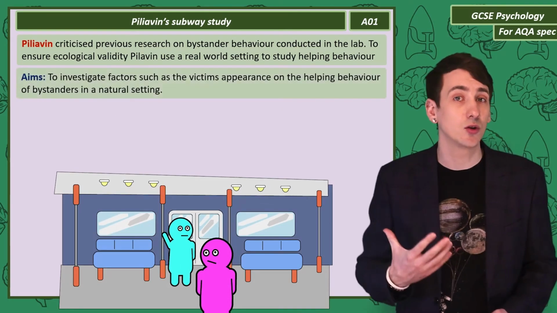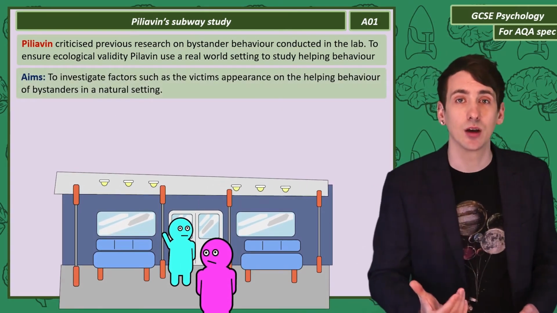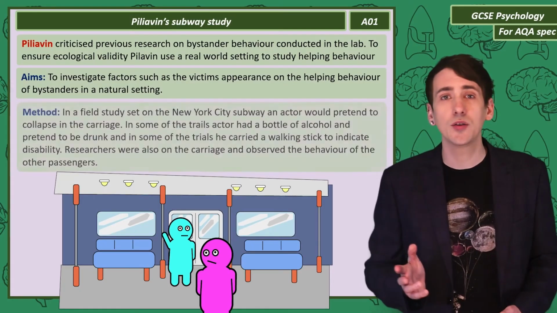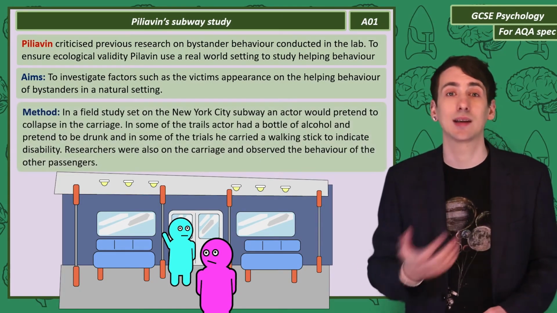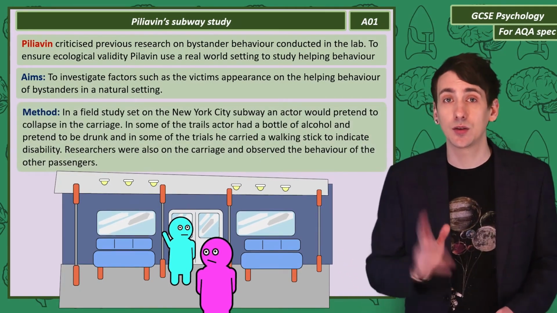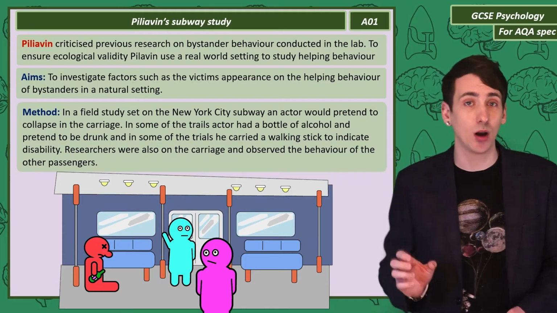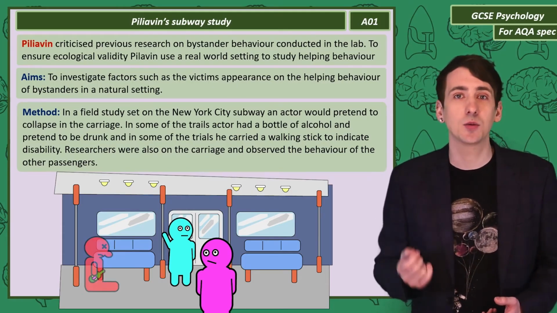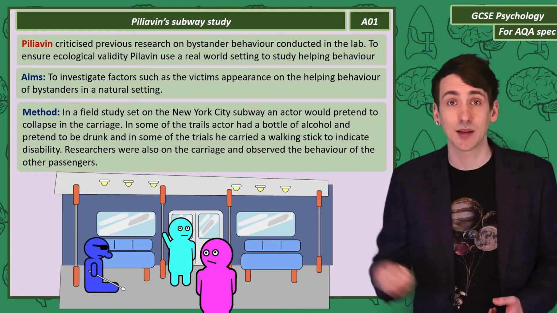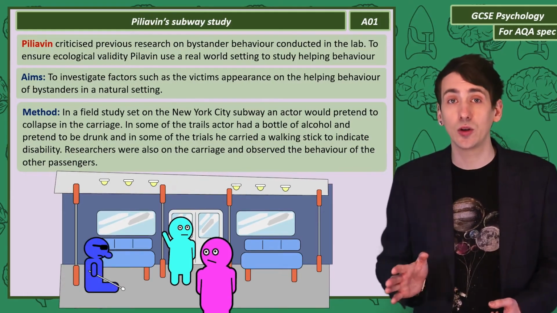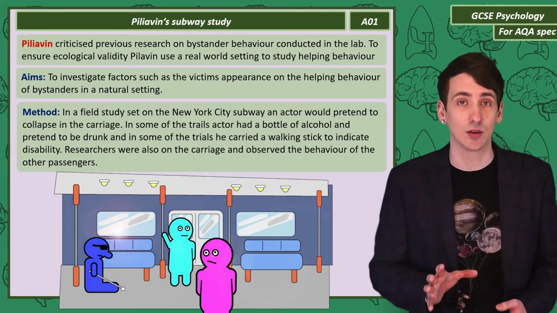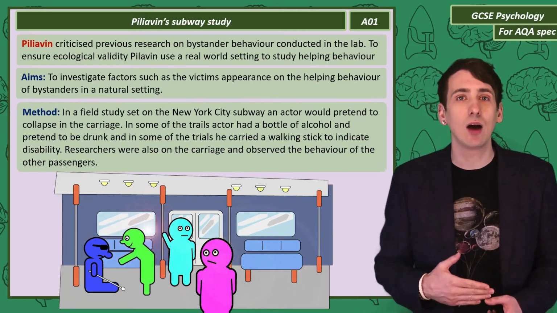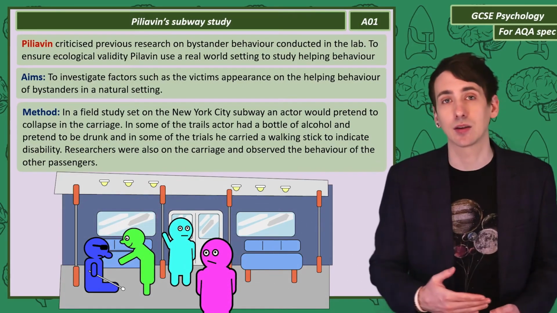Piliavin tested social factors influencing helping behaviour, such as appearance, on New York City subway. In one of those subway carriages, an actor would pretend to collapse. So, in some of those trials, the actor would have a bottle of alcohol and pretend to be drunk. And in other trials, the actor would have a walking stick to suggest that he was disabled. Not all of the other passengers on the carriage were passengers. Some were researchers who observed behaviour, measuring how long it took for the people to help the actor.